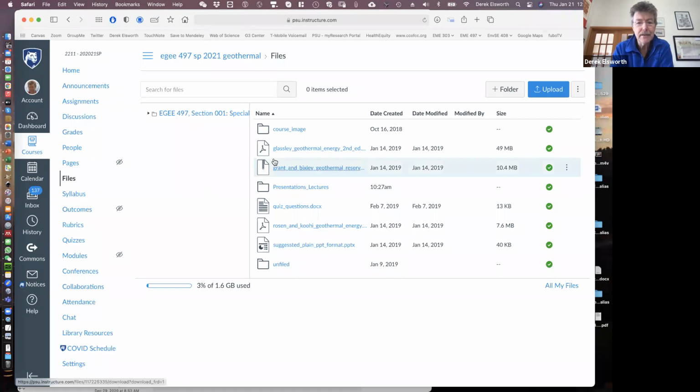So I see that we have Glass's book, Grant and Bixley, and also the Rosen and Cooey, there's a second double-barreled name. I don't remember the second part of it, the heat pump book. So those are all available to you as PDFs. So that's something you can get.